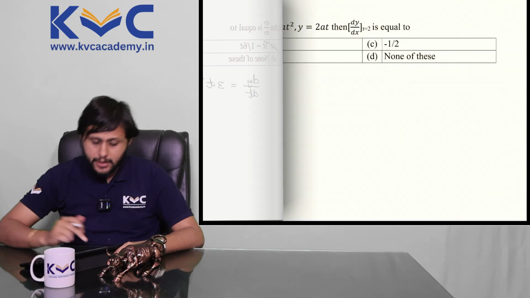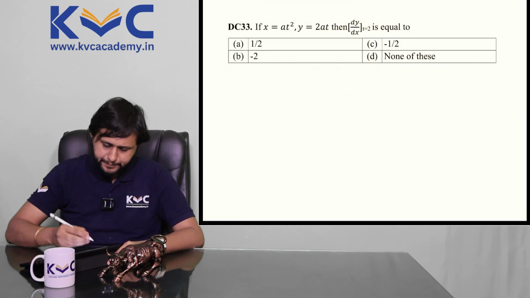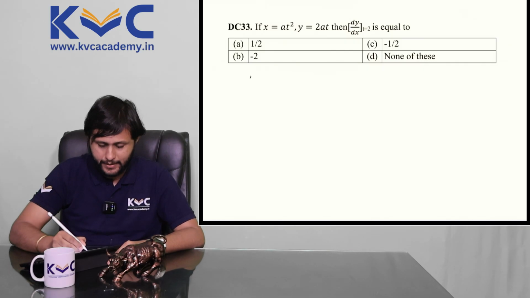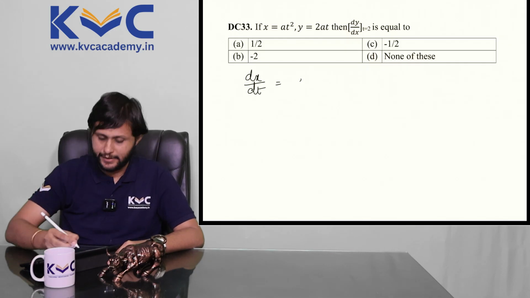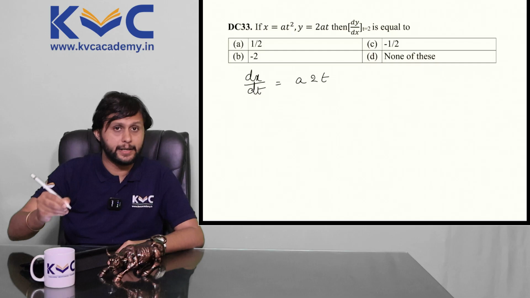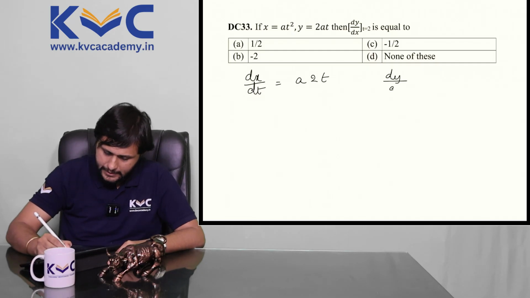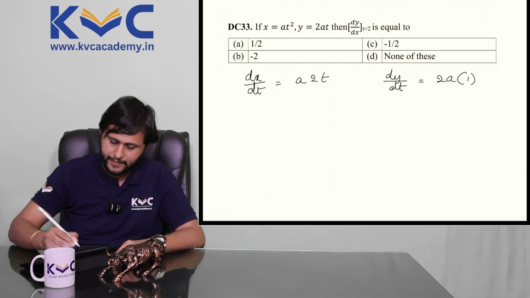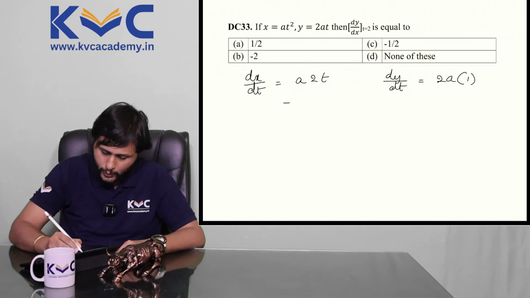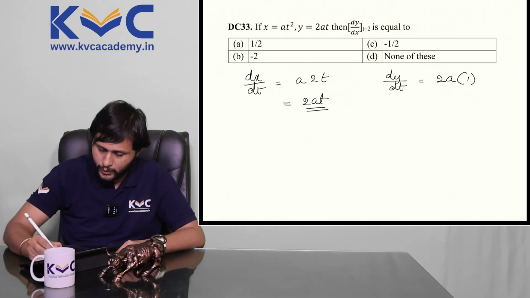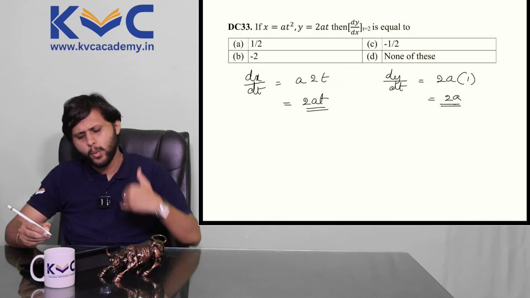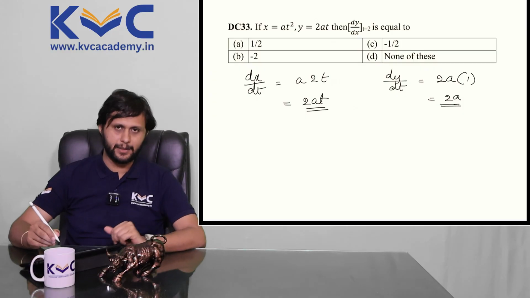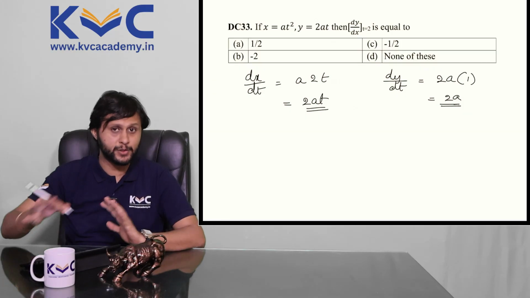Moving on to the next question, question number 33. dx by dt, without reading the question, I'm doing this now, equal to a is constant. Differentiation of t square is 2t. dy by dt, 2a is constant. Differentiation of t is 1. So just to simplify this, we get 2at over here and we get 2a over here. Now we go one step further. If you remember, we had some questions where we had to substitute the value of x and y. Correct? So first we differentiated and then substituted the value.